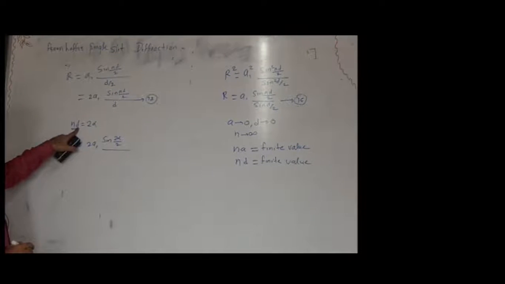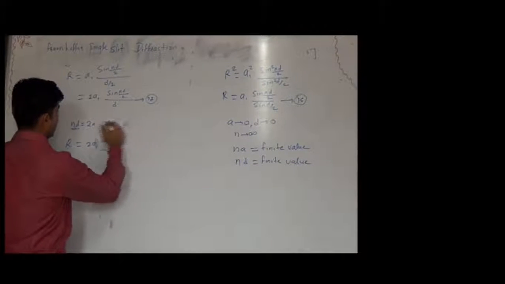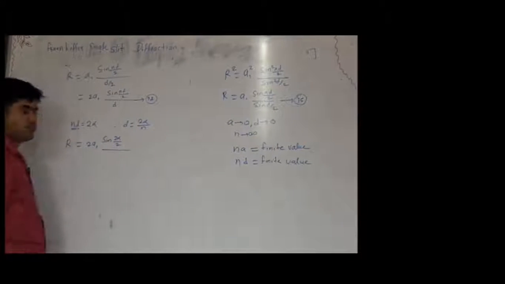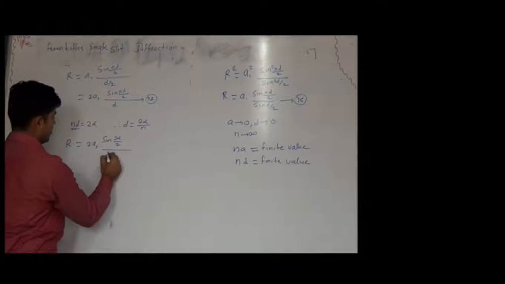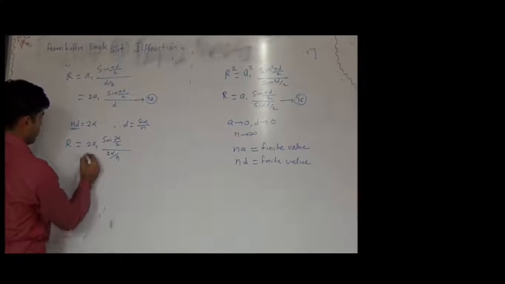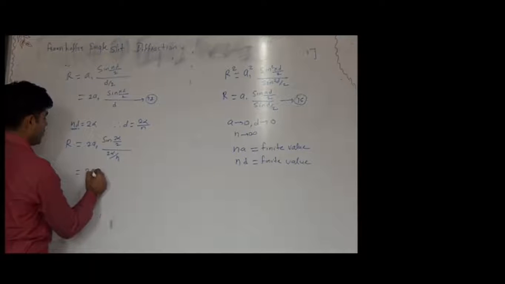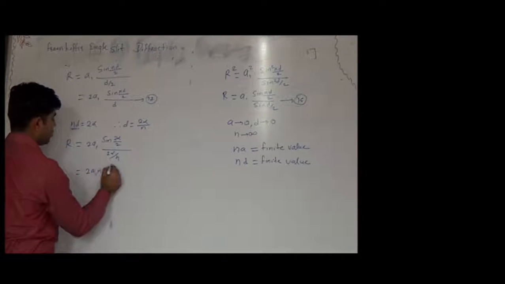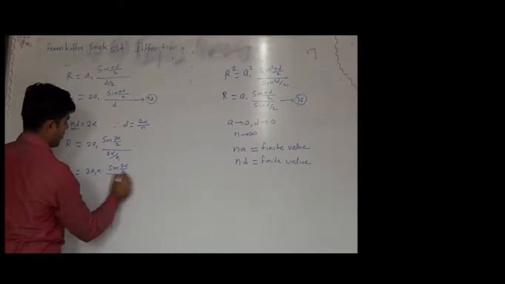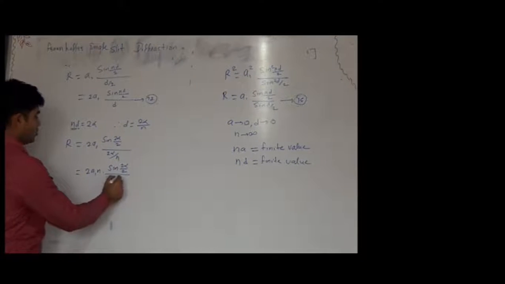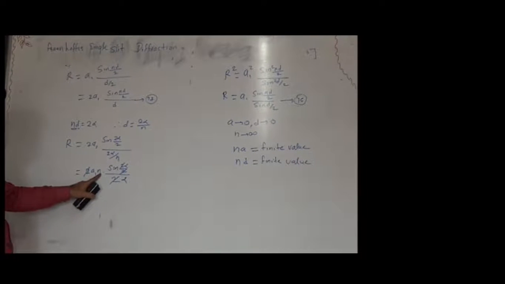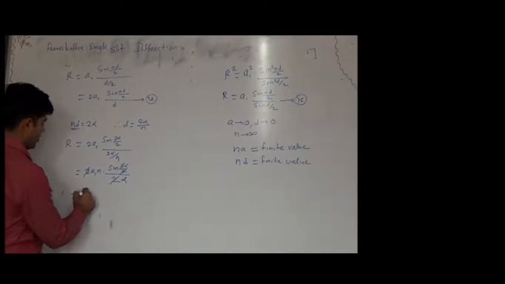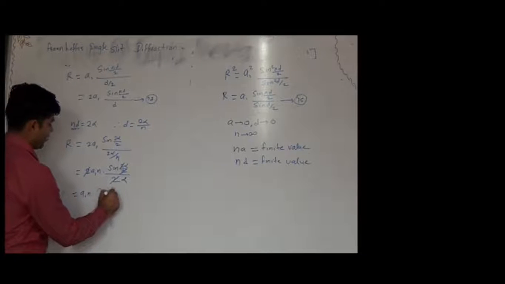From this equation, I can write d is equal to 2 alpha by n. Put this value in equation number 17. So with d equal to 2 alpha by n, the n goes up, and you get 2a1 n into sin of 2 alpha upon 2 upon 2 alpha. The 2s cancel, the 2s cancel, so finally we get a1 into n sin alpha upon alpha.